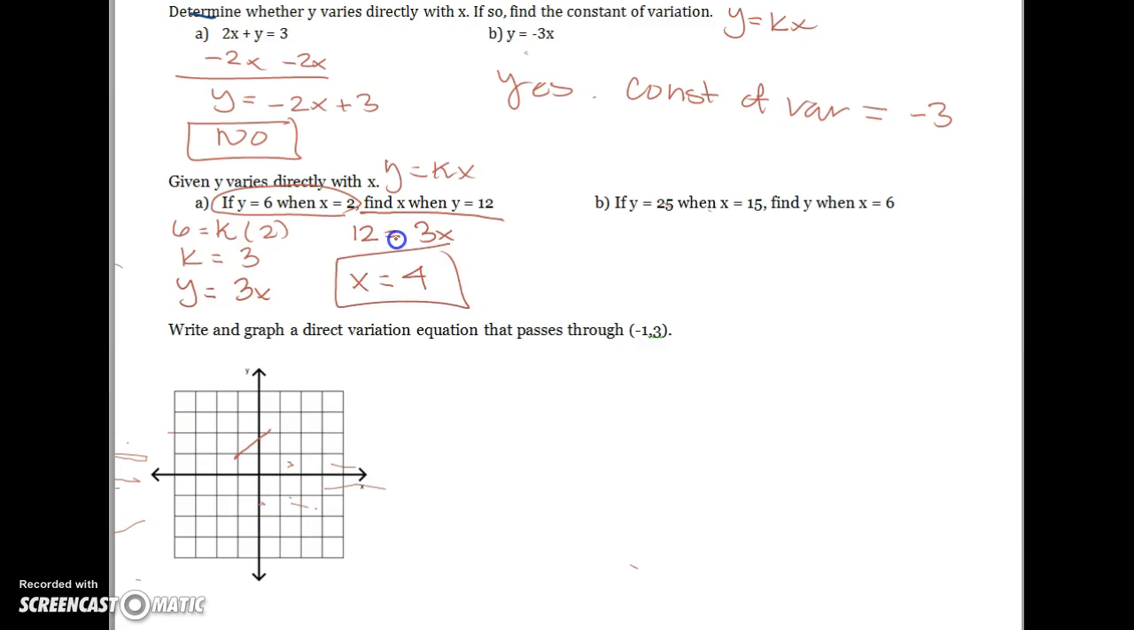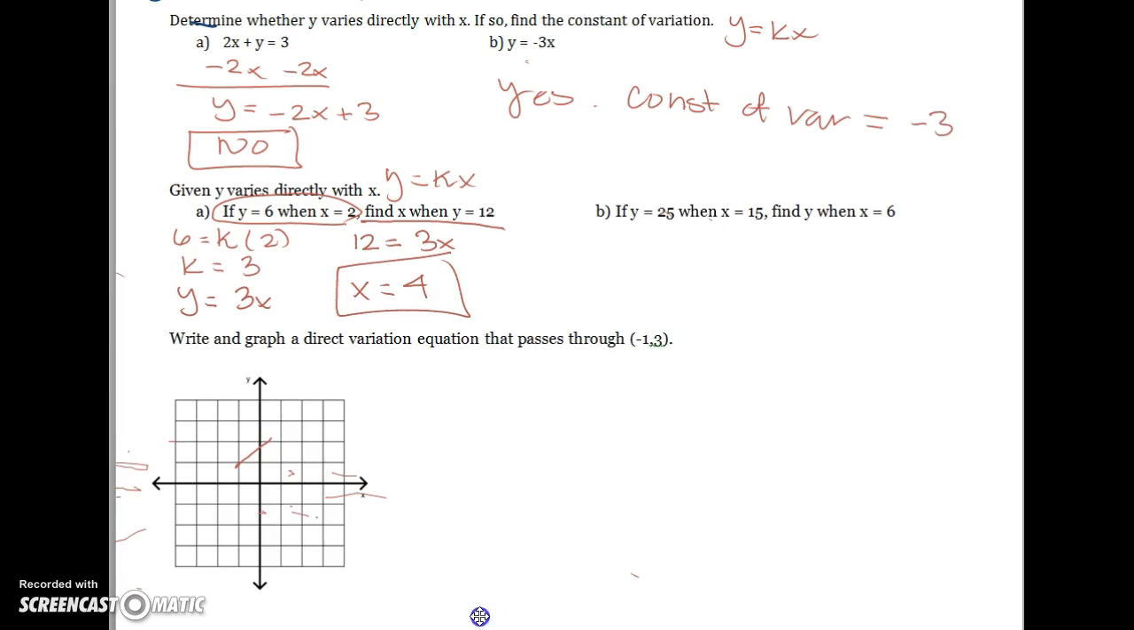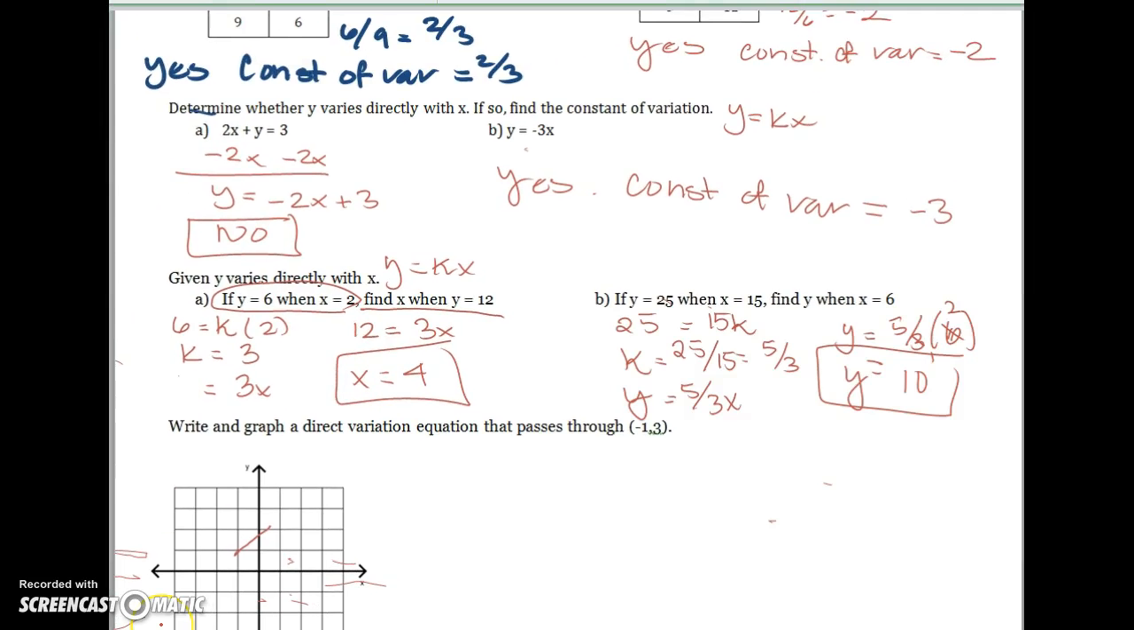That's my solution. If you could please, one more time, press pause and then try the next one on your own. So go ahead and check your work with my work. Plugging in, I got y equals 5/3 x, and then when I plugged in the x in order to find the y, I found that y was equal to 10.